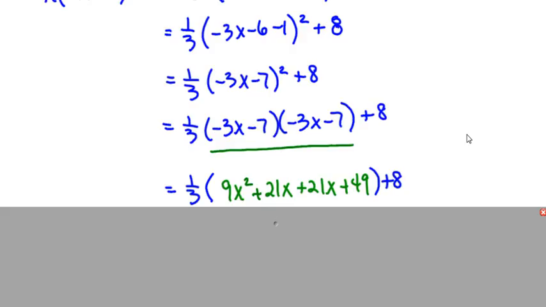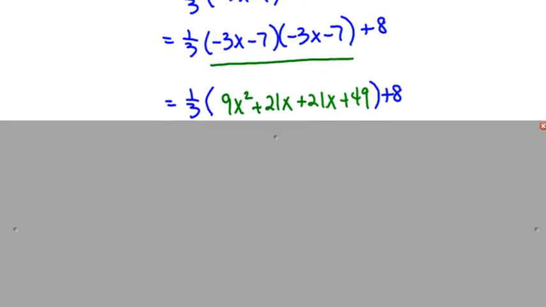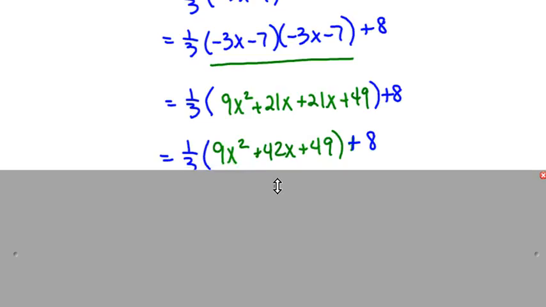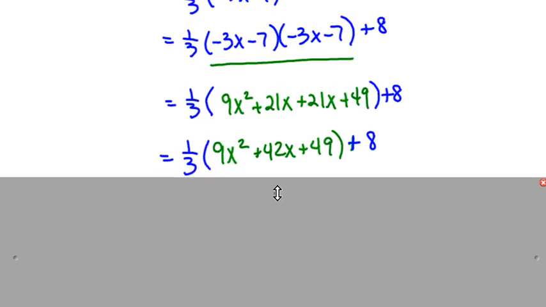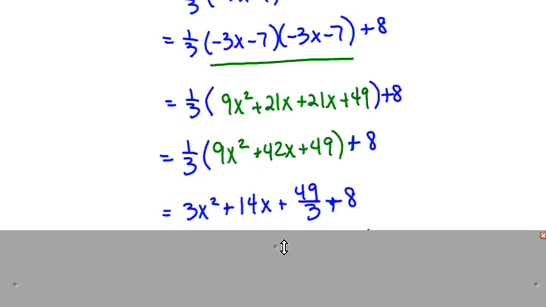Again here, after we distribute, we want to ask, do we have any like terms? And we do have some x's, some linear terms we can put together. And we're getting closer to putting it into standard form. At this point, we need to multiply everything by 1/3. So if we do that, we'll have 3x squared plus 14x plus 49/3 plus 8.